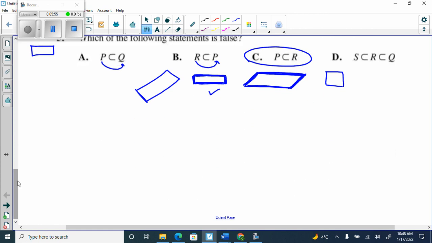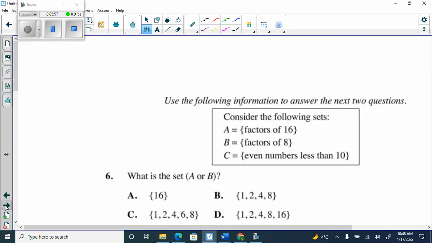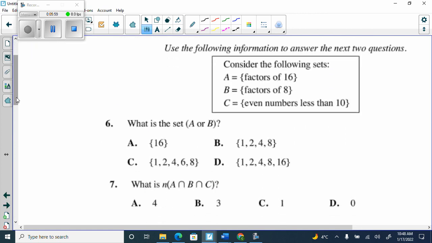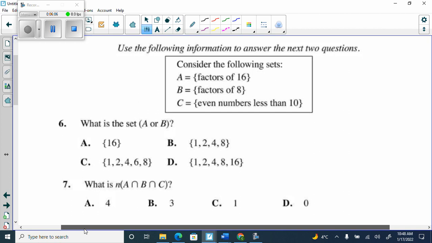Okay. Have you guys tried these ones yet? Yes, no? 6 and 7? Okay, we'll do 6 and 7, then we'll stop. You guys can work on some more.